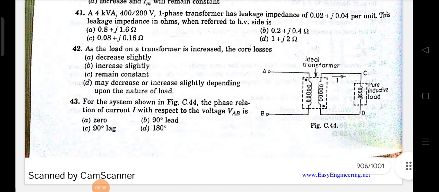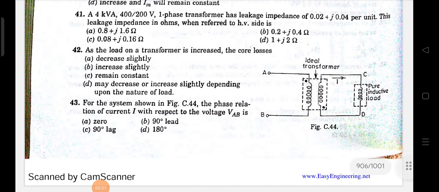Okay, next, 41st question. A 4 kVA, 400 by 220 volts, single phase transformer has leakage impedance of 0.02 plus j0.04 per unit. This leakage impedance in ohms when referred to HV side. That means from the given question, impedance per unit is given, we need to calculate impedance in ohms. When referred to HV side, that means from the given rating 400 by 220 volts, the high voltage side will be 400 volts, right?